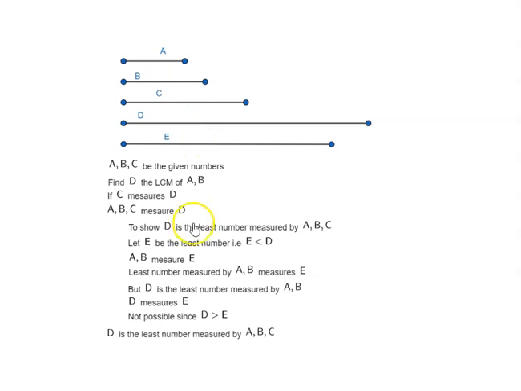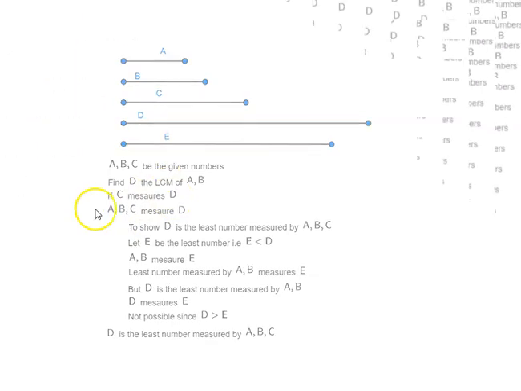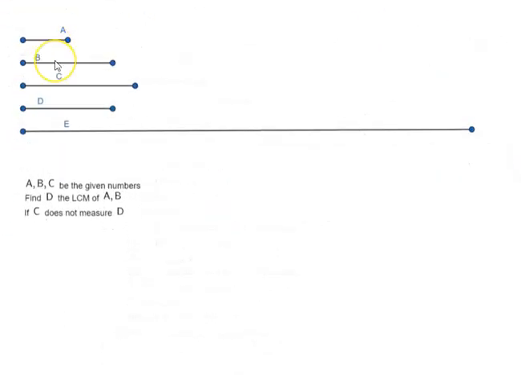Okay, that was one case. The second case is when C does not measure D. So let's look at that case. Here I have taken the numbers as 2, 4, and 5. So A is 2, B is 4, C is 5. So the LCM of A and B would be 4. C is 5. So C does not measure D. So if C does not measure D, then what do you do in that case?